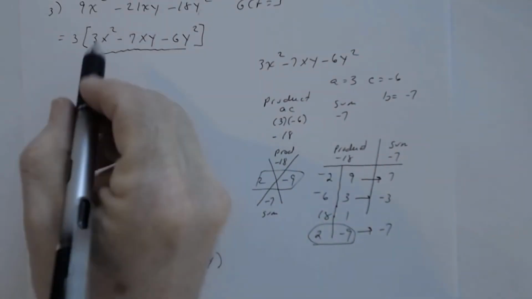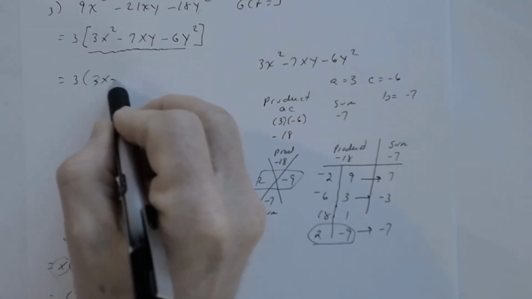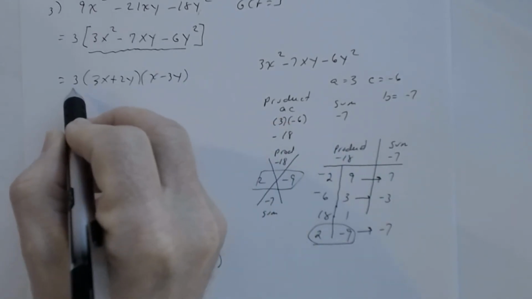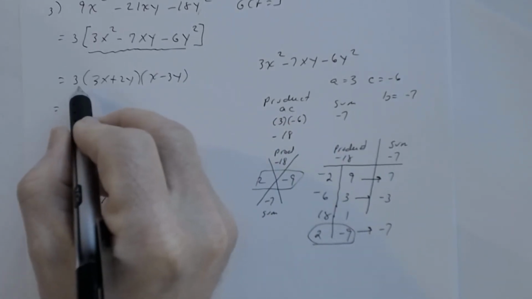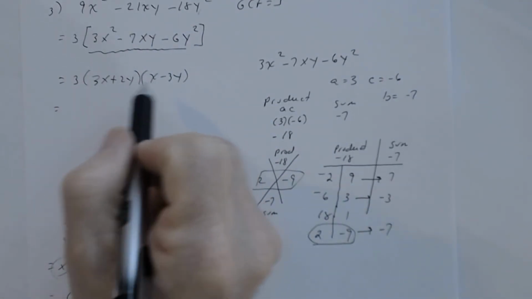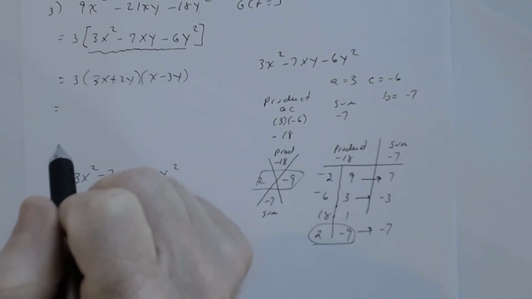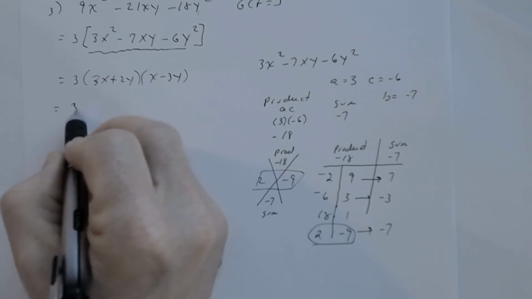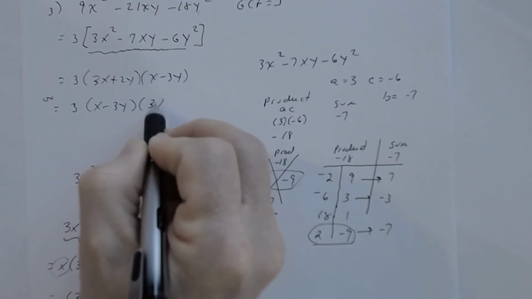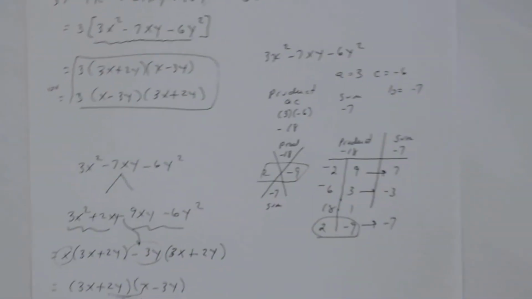Don't forget your GCF is 3. So you get 3 times 3x plus 2y times x minus 3y. And again, always put the monomial factor first. So this trinomial can be factored as 3 factors. 3, your other factor is 3x plus 2y, and your other factor is x minus 3y. Or you could have written it as 3 times x minus 3y times 3x plus 2y. Does not matter. All right, so that was number 3.